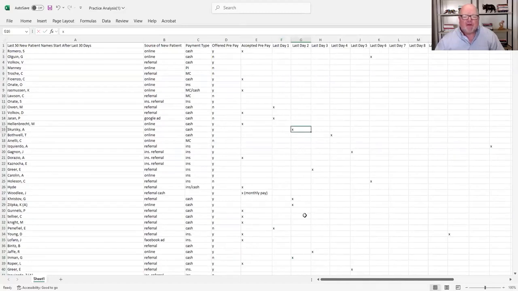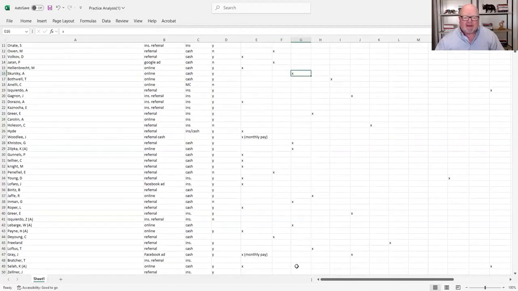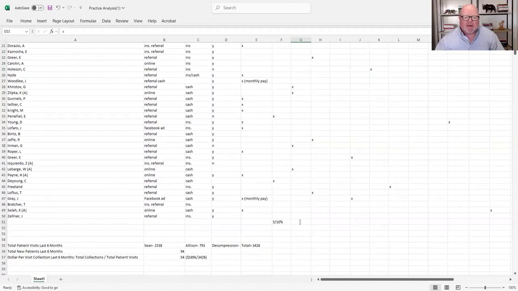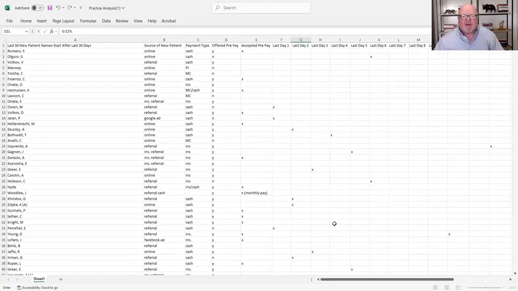You go 1, 2, 3, 4, 5, 6. So he's losing 6. Now that's more than 12% because we've already lost, so it's out of 45. So he's already lost 5. So if you looked at 45, he's lost 6 divided by 45. So that's 13%. 13% on day 2. Then you go here, day 3.